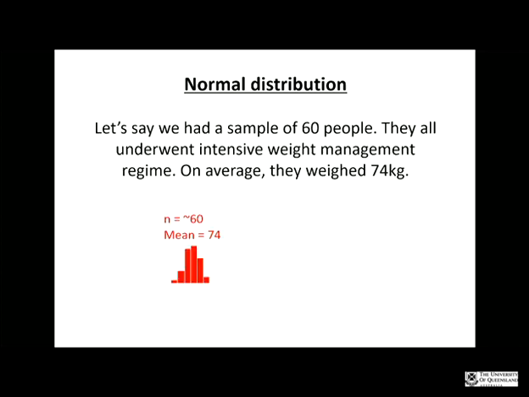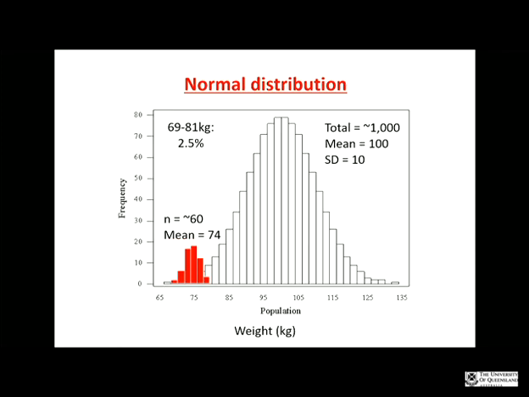So hopefully all of that's pretty straightforward. We'll build on that. Before, the 1,000 was our broader population. Now we're going to say we've got a sample of 60 people, and on average they weigh 74 kilos. It sits down there like that.